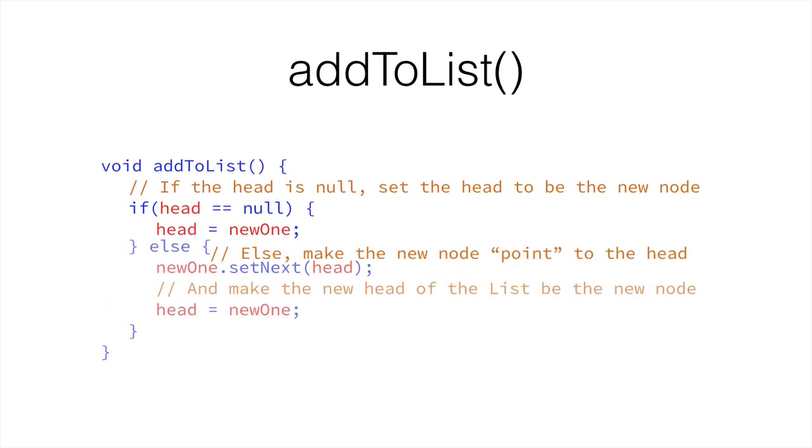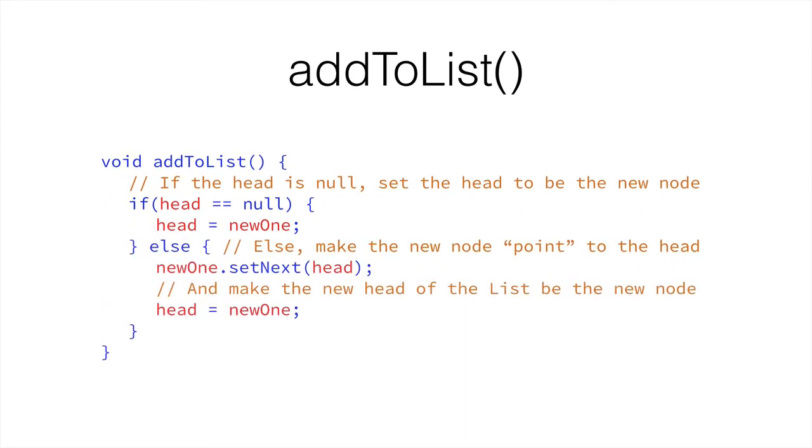If not, we're going to make the new node point to the current head, which is the first item in the queue. And then we're going to make the head equal to the new node. This new node keeps pointing to the old head when we run this. So this points to the first element, and then we change the first element to be the new node.